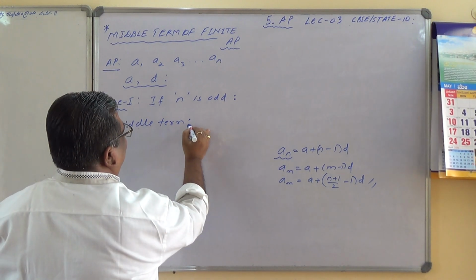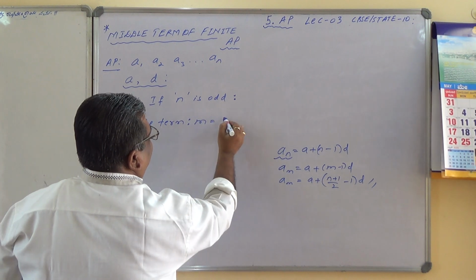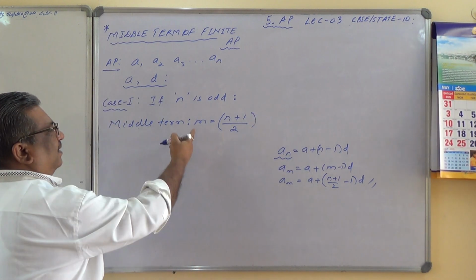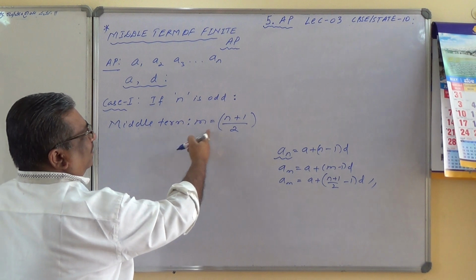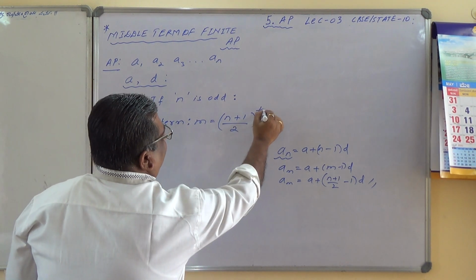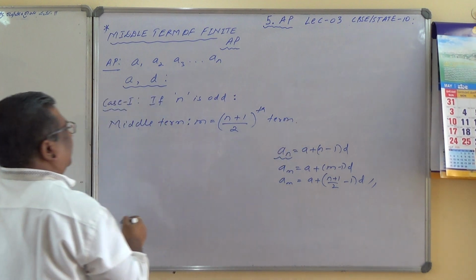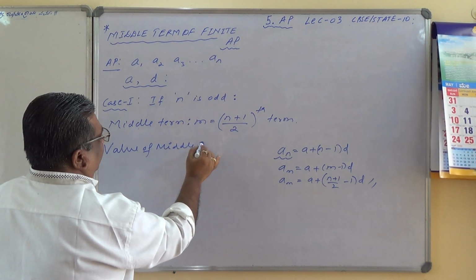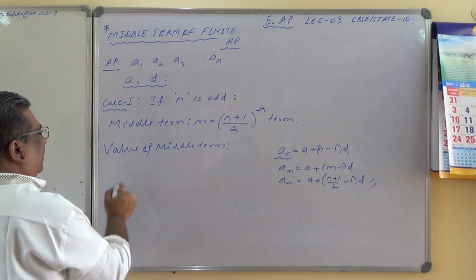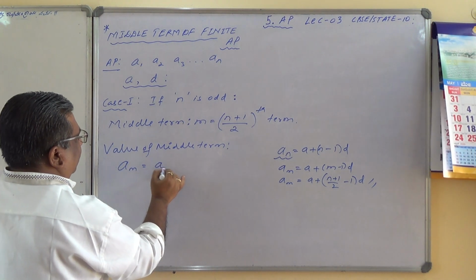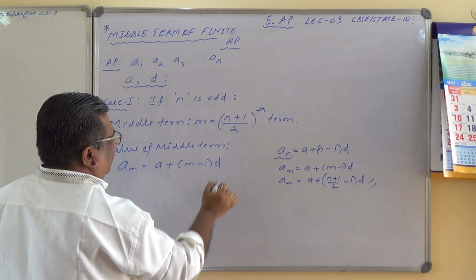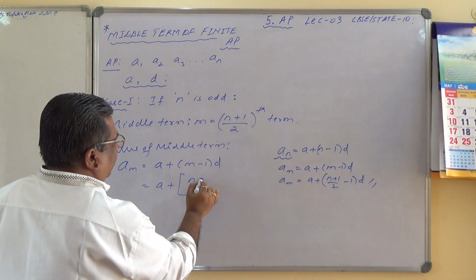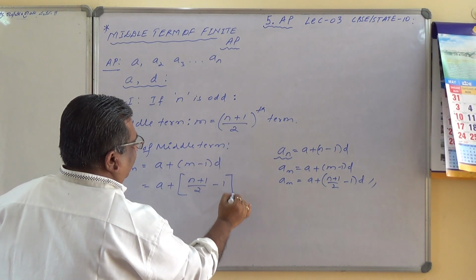Middle term m equals n plus 1 by 2. Correct? Middle term is m equals n plus 1 by 2. So the value of the middle term: a_m equals a plus (m minus 1) into d, which equals a plus, what is m here? (n plus 1 by 2 minus 1) into d.